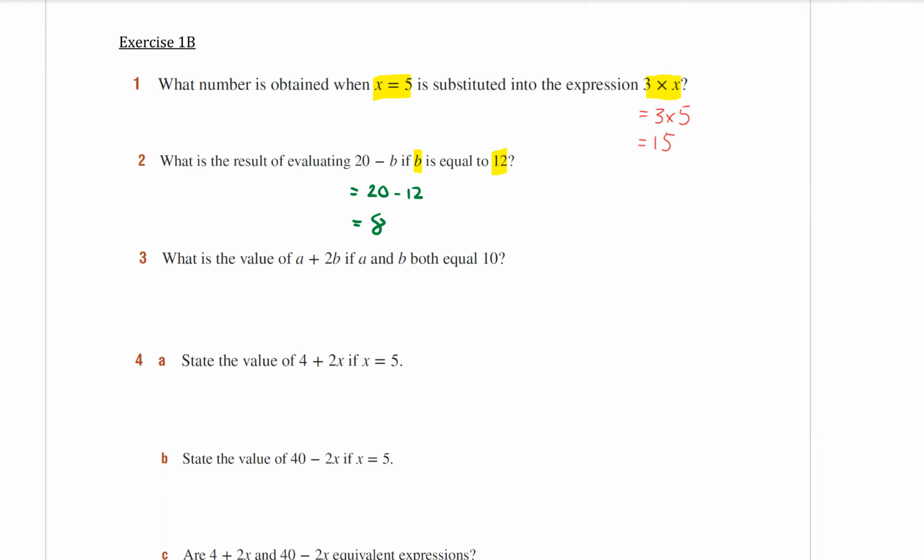Okay. 3. What is the value of a plus 2b if both a and b, both of them, equal 10? So if it's an a or a b, it doesn't matter. You just put 10 in for both of them. Okay. Put it in. So you're going to go a is 10. B is 10. What does it equal? I'm going too fast now, aren't I? 30. Yeah. All right, I've got to stop now.